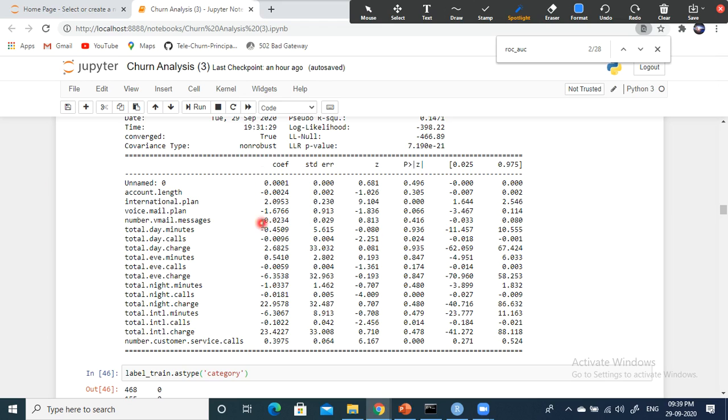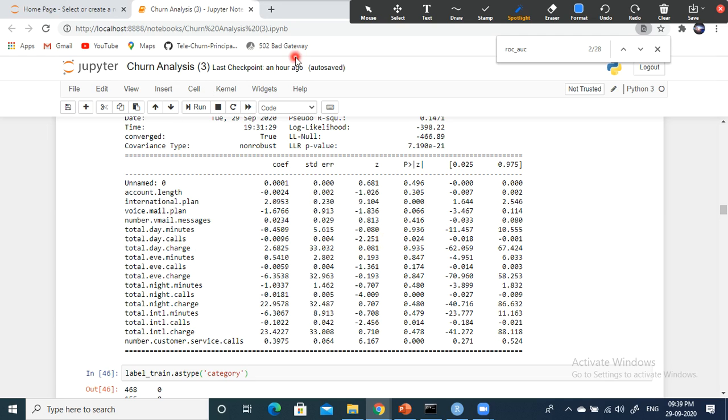Satya, in Python, I am getting some columns, see in this case, international calls 0.01. The p-value is 0.01, which means p is less than alpha. Alpha is 0.05, right? 0.014 is less than 0.05. Obviously it is less, hence this is significant. And the rest of them, look here, night calls is also helpful, and this column is also helpful, and yeah, this one also helpful.